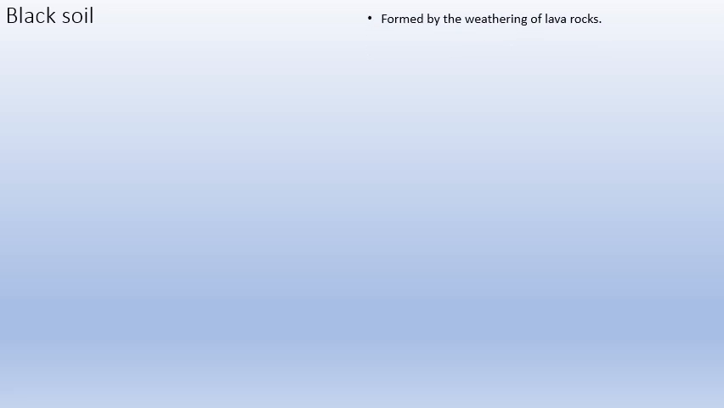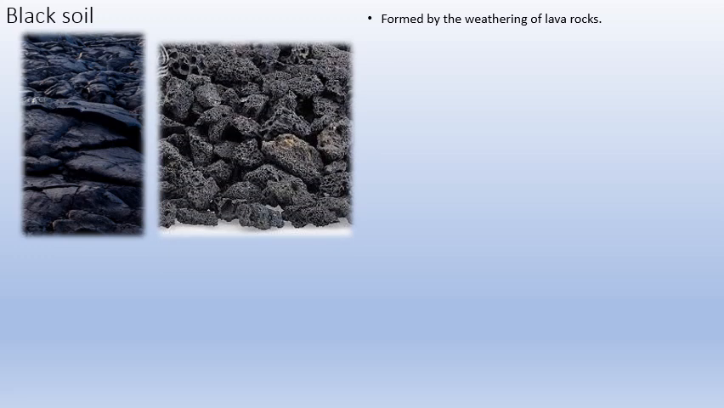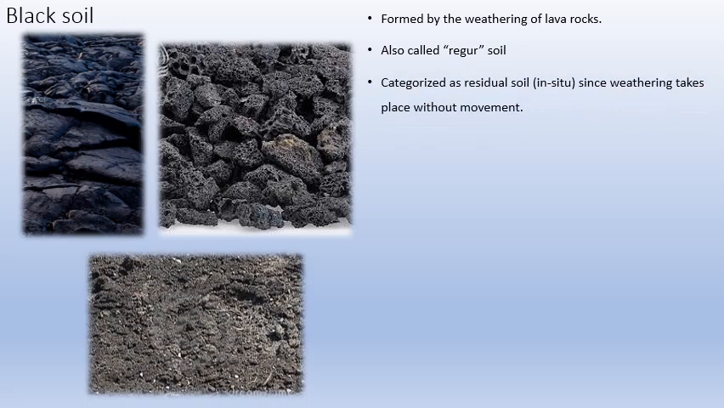The second type is called black soil. It is formed by the weathering of lava rocks. When lava cools down, you will get something like this. Then after that, you break it out, you will get lava rocks. And after the lava rocks break down and weathering happens, you will get black soil, which looks like this at the bottom. This black soil is also called regur soil.